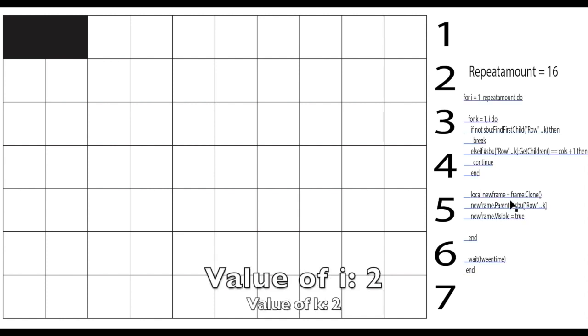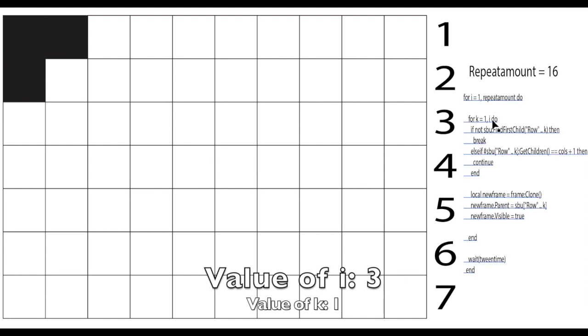So now we move on to our next iteration of k. So k will equal 2, and we pass this statement because there is a row 2, and we also pass this statement because we essentially only have one item inside of row 2. So now we can clone and insert a frame into row 2. The whole loop is done. We can increment i yet again to 3, and k will increment 3 times.